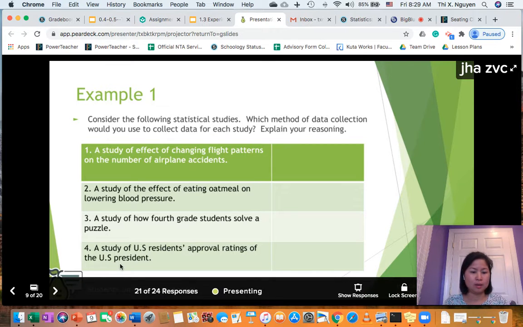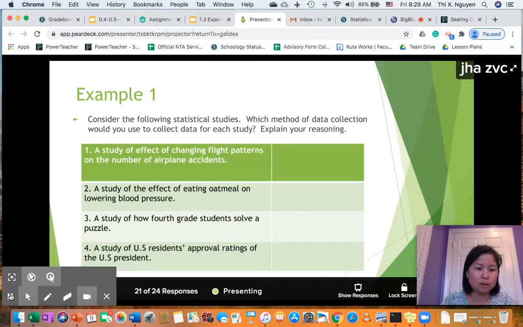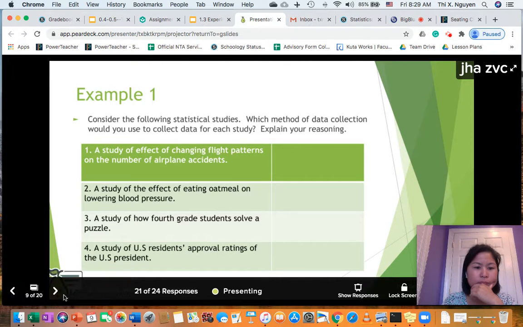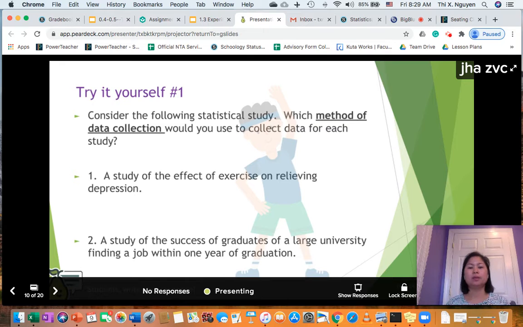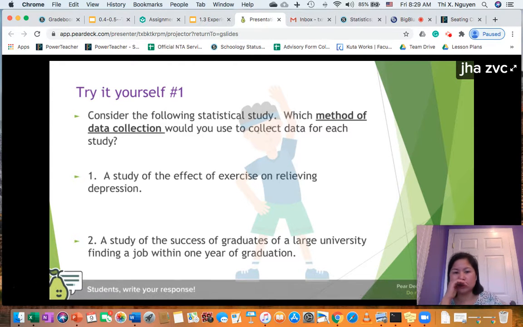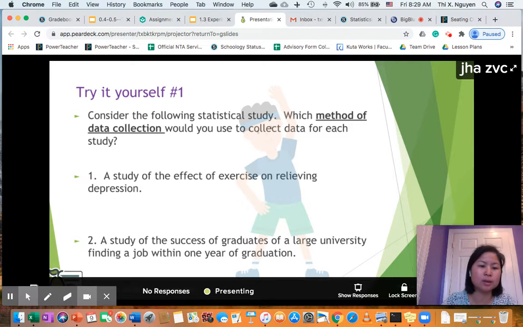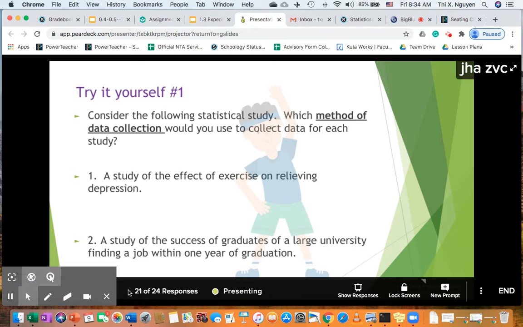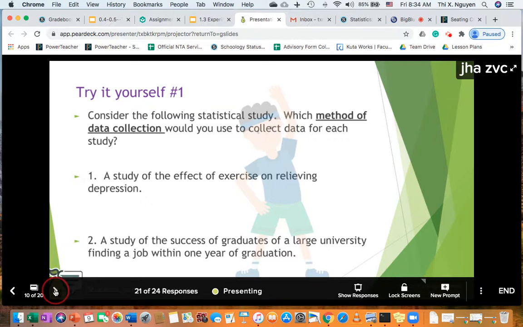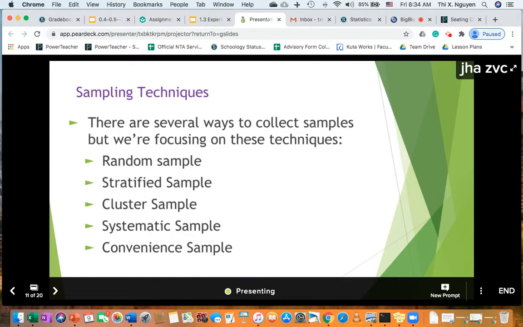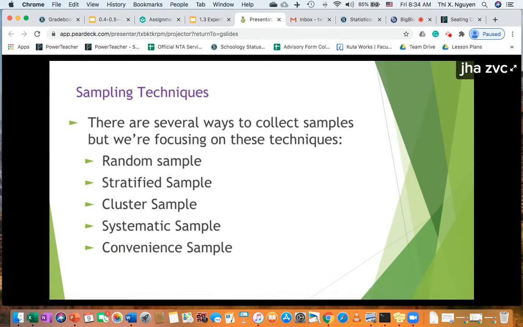Okay. All right. I'm going to take a question from you right now. For this one, I'm going to stop sharing the screen and turn on my dashboard. The next one, I would like you to jot down these 5. Take a couple of seconds, because now that we collect the data, we talk about the ways that we can collect samples.